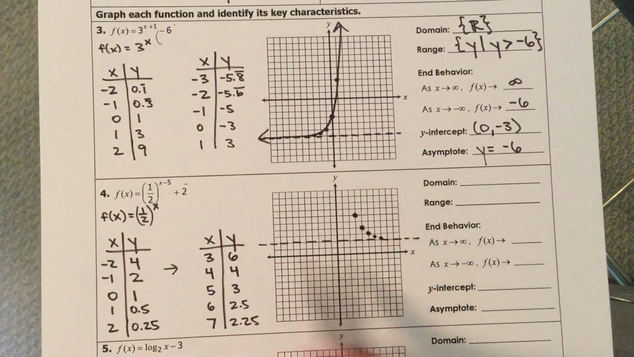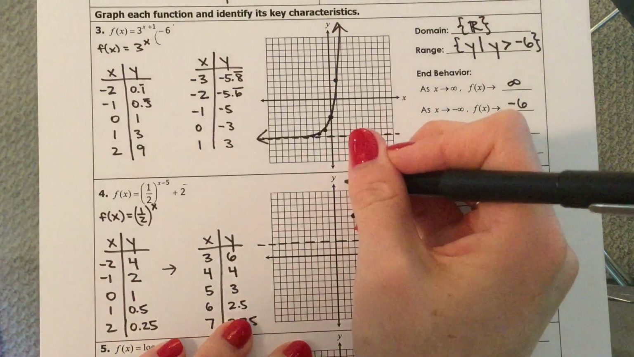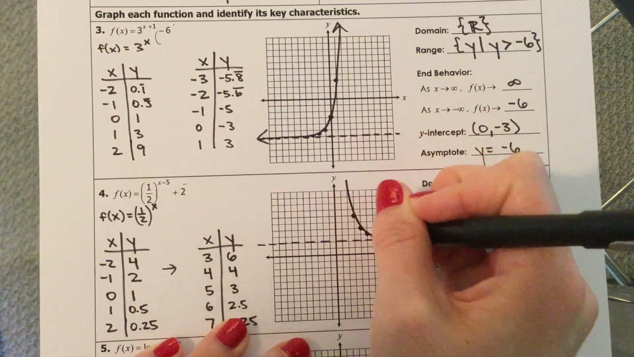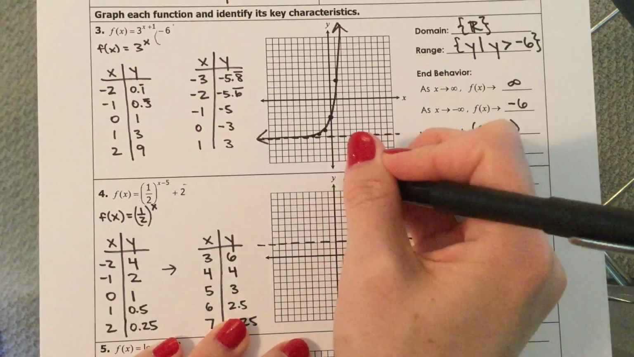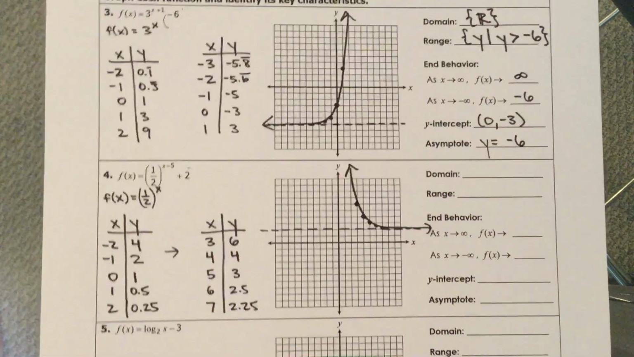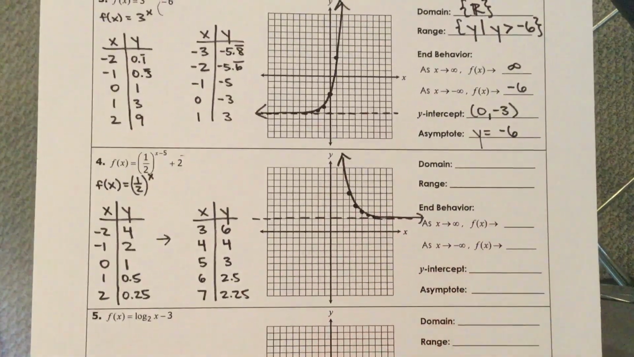All right, so this is exponential decay. You can tell by the fact that the base is less than 1. So it's going to come down this way, and then on the right end, it'll be dragging along that dotted line, the horizontal asymptote. So all of our info over here.